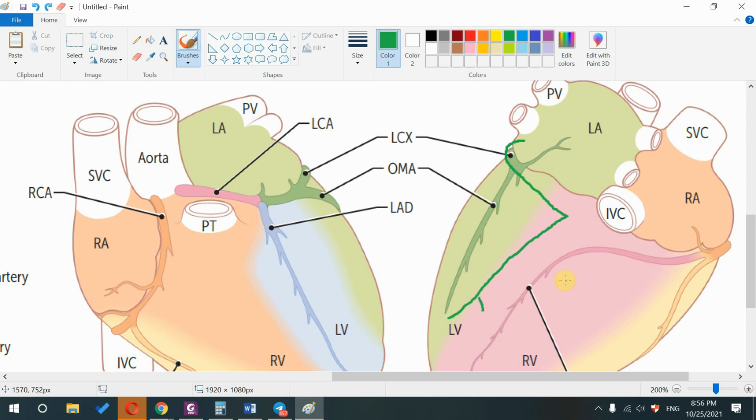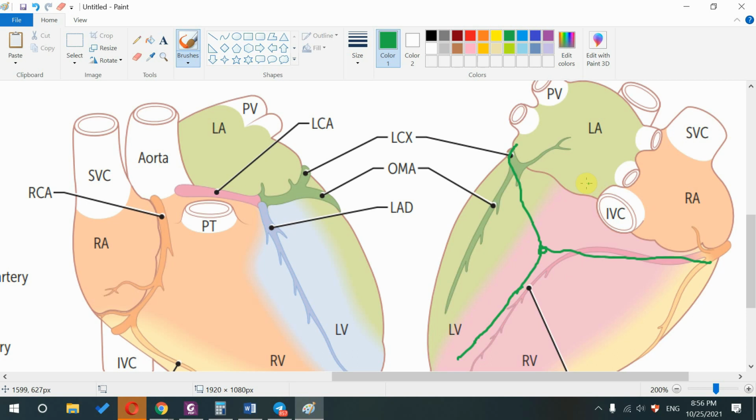In this case, he's right predominant, which is the most common. See, it's coming from what? The right coronary artery. What does it mean if he was co-dominant? It means something like this. The vessel comes from here and also from here, and they attach here and they go down.